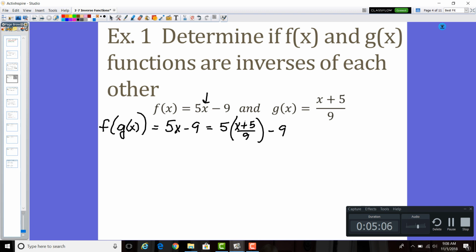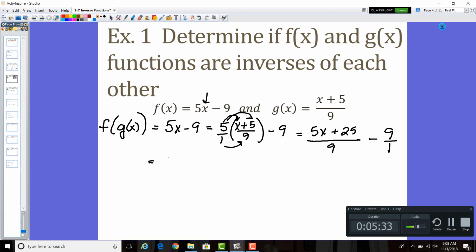Now in this expression, they want me to multiply 5 times the rational expression and then subtract 9. Remember, 5 is also 5 over 1. So 5 needs to be multiplied by x plus 5, which gives me 5x plus 25. And my denominators need to multiply, and that gives me 9. So that expression is subtracting 9. Remember, 9 is the same thing as 9 over 1.